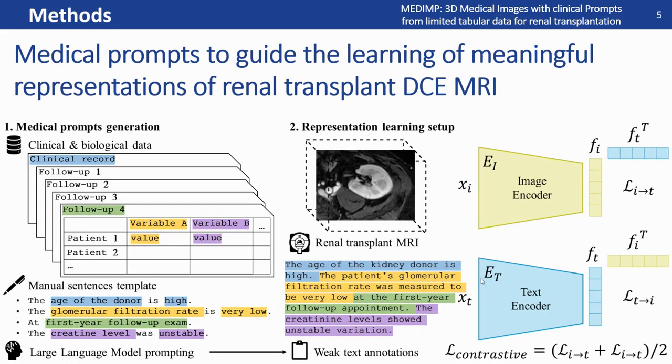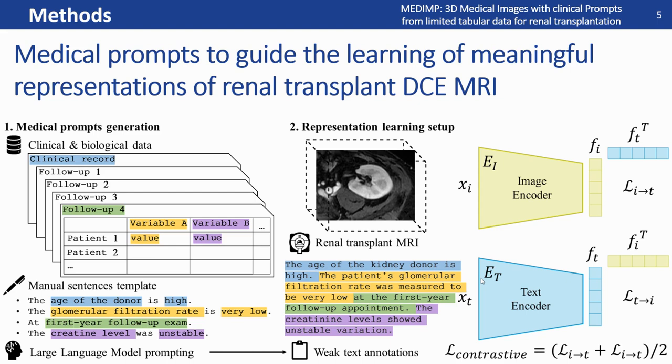Here you can see an overview of our proposed method, where we design medical prompts to guide the learning of meaningful representations of renal transplant DCE MRI. First, from clinical and biological data and a few variables, we are making manual sentence templates such as "the age of the donor is high." Then, using large language model prompting, more particularly with the LLM ChatGPT, we perform text augmentation of these sentences to obtain expressive textual data.